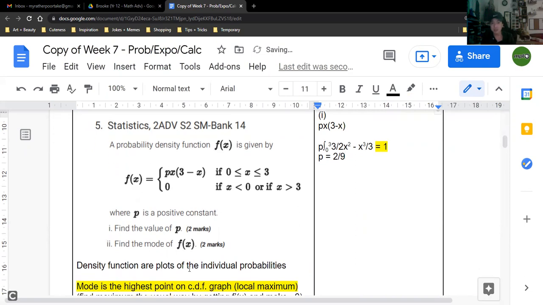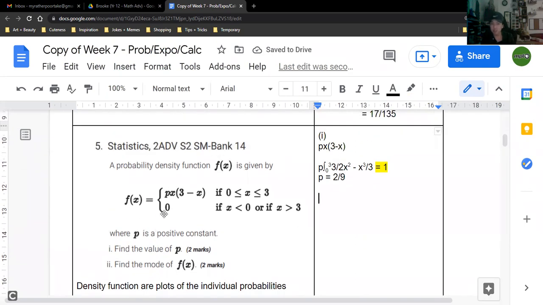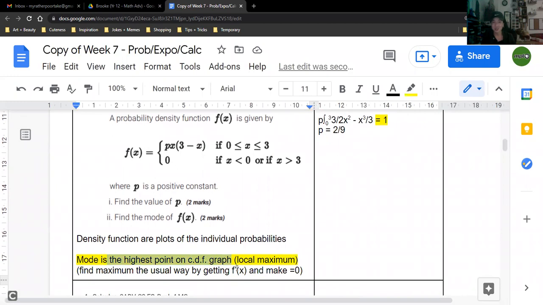So let's talk about the second part. It says find the mode of f of x. So you have this function, and you're supposed to find the mode, the most common result. And again, it's just a definitions kind of thing, so it's not the most obvious thing for you to realize what to do. So here, this is what you do. The mode is actually the highest point on the CDF graph.